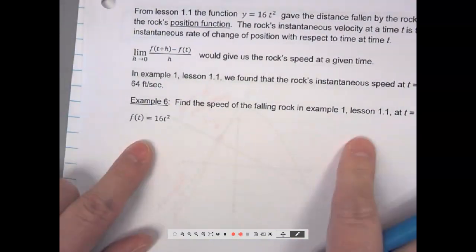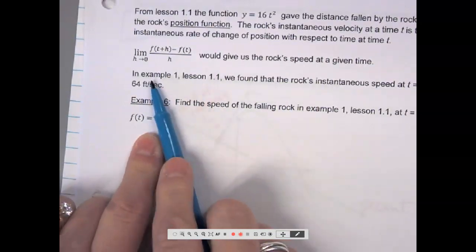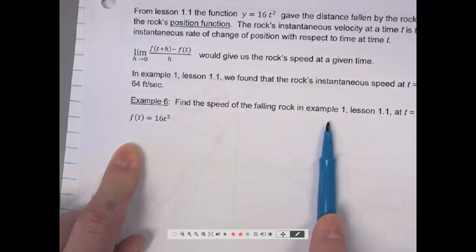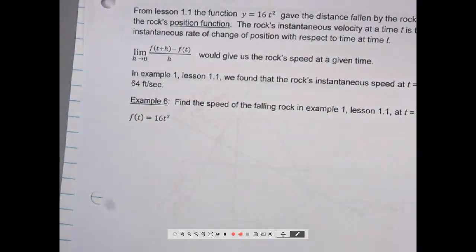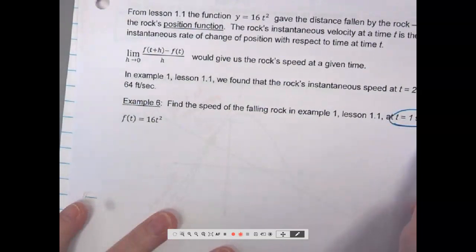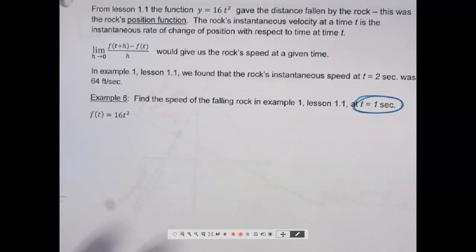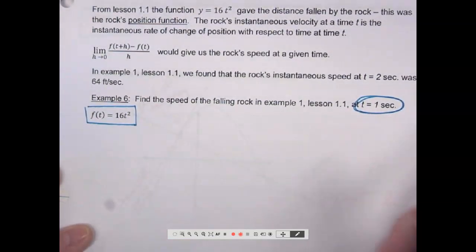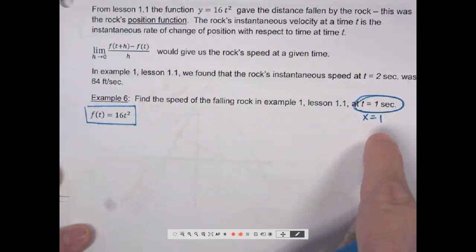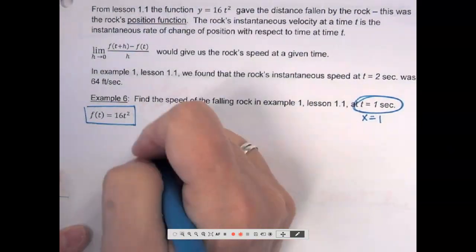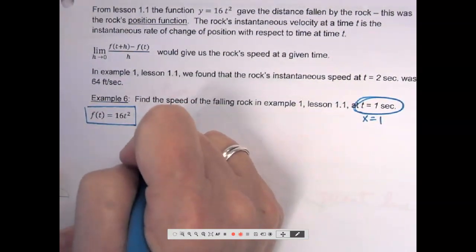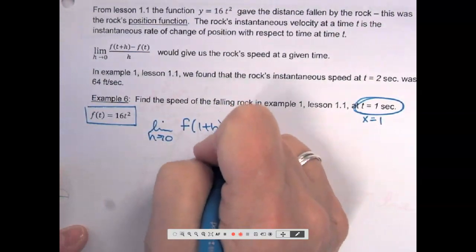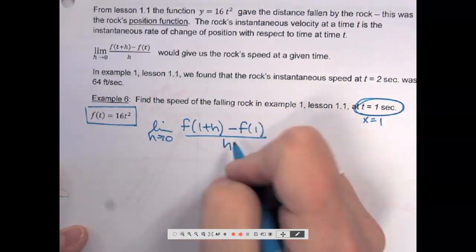So we're going to redo this problem. In example 1, lesson 1:1, we found that the rock's instantaneous speed at 2 seconds was 64. We're going to find the speed of the rock at 1 second using this new way. Okay, so here's what I want t to equal, same thing as saying what x is going to equal. And I'm going to use that same process. Here's my function. So if this is x equals 1, when I find f of 1, I'll just plug 1 in. Okay, so I'm going to find the speed to be the limit as h approaches 0 of f of 1 plus h minus f of 1 over h.